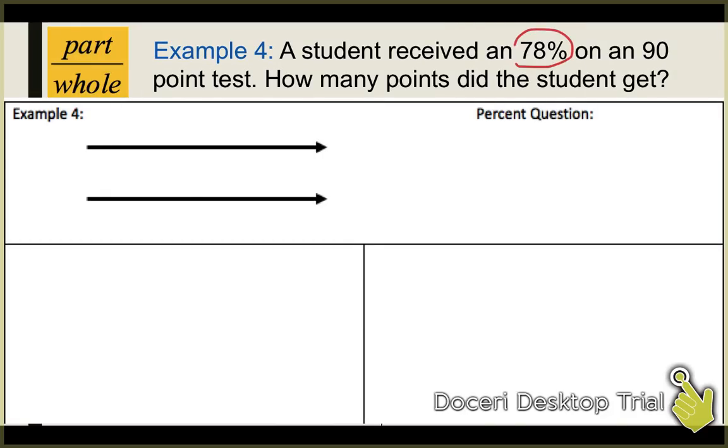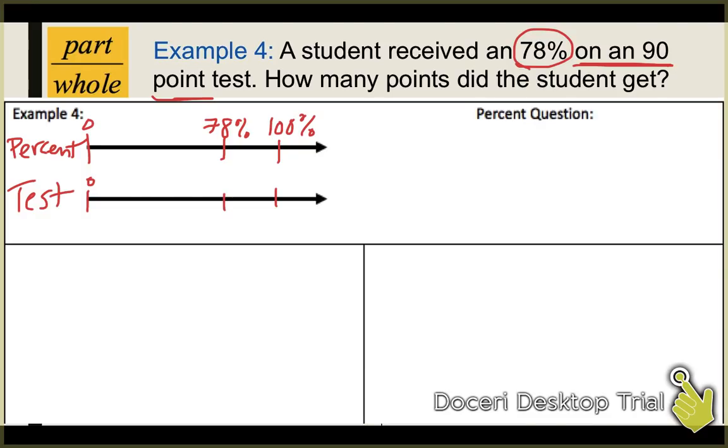And we know 78%, and we know that they got a 78 on a 90-point test. So if our first one is our percent, from 0 to 100%, and we know we got 78, which is going to be kind of like a quarter because it's really close to 75. And then we have our test, and we need to find either the whole or the part. So on this one, it says on. That's a key word that this is going to be your whole amount. So this is going to be 90, and we're looking for x.